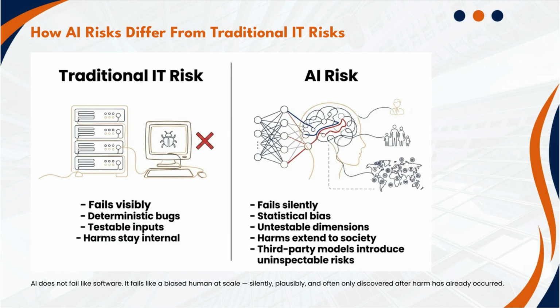And here's the one that really matters. Traditional IT failures harm operations. AI failures harm people. A denied loan, a missed diagnosis, a wrongly flagged transaction. So do you see why bolting AI onto your existing risk register doesn't work? The failure modes, the detection methods, the remediation, all different. That's the gap NIST set out to fill.